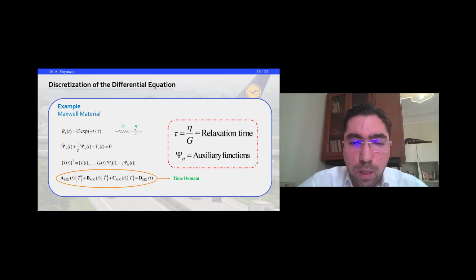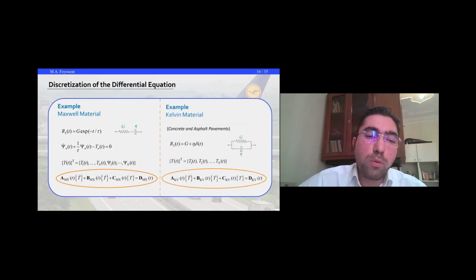We perform the same procedure for the Kelvin model, as you can see, with a parallel spring and damper. This model is widely used for concrete and asphalt pavements. By replicating the aforementioned operations, we obtain a similar matrix formulation in the time domain where the subscript denotes the Kelvin model. Due to the large size of these matrices, their elements are not shown here.